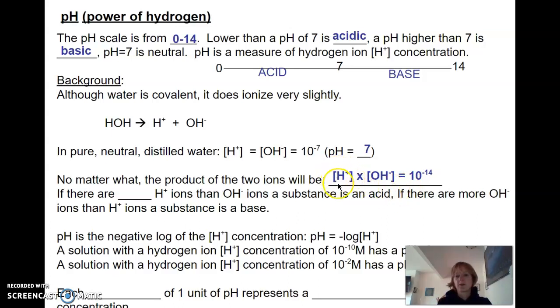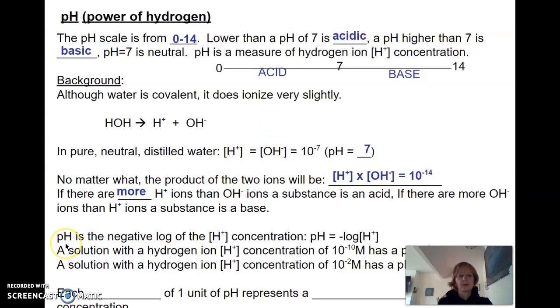If you have more H pluses, you're going to have less OHs. And vice versa, if you have more OHs, you're going to have less H pluses. So let's go back here. If there are more hydrogen ions than OH minus ions, a substance is an acid. If there are more OH ions than H plus ions, a substance is a base. I just want you to understand that these are related to one another.